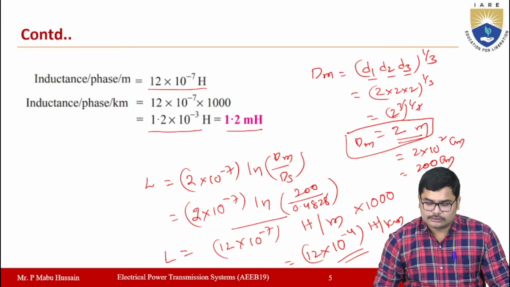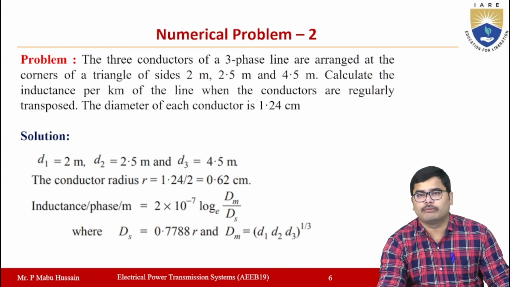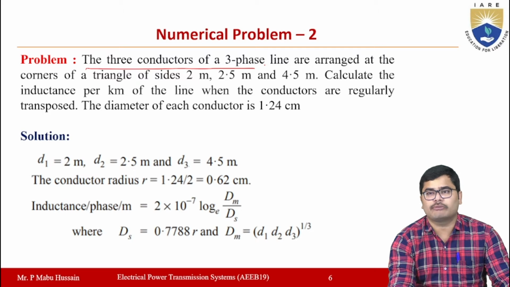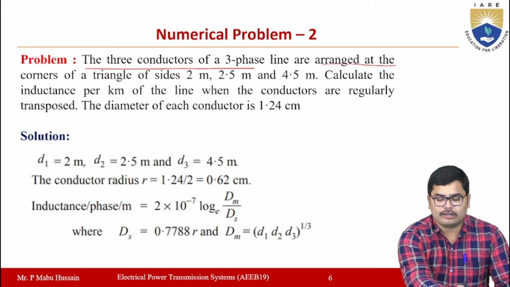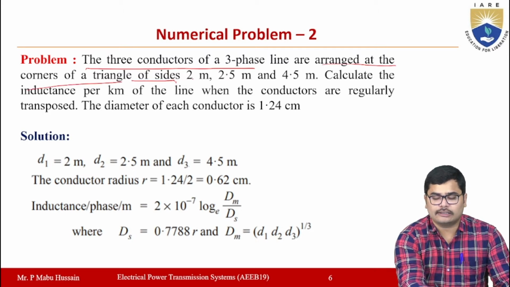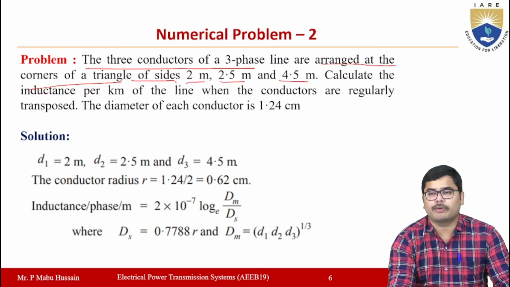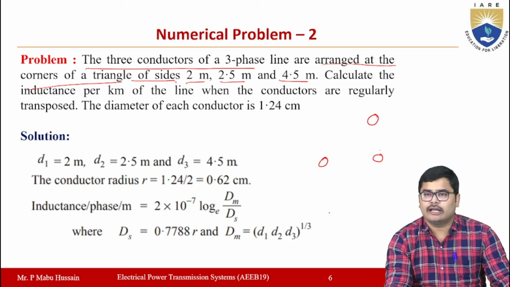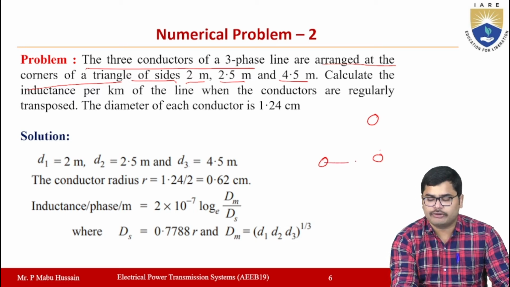Right. So now let us see another problem. Here the 3-phase conductors in a transmission line system are arranged at the corners of a triangle. The triangle sides are given as 2 meters, 2.5 meters and 4.5 meters. Here you have to take a 3-phase transmission line in which you will be having 3 conductors, and here they are giving that the distance between any 2 conductors is not the same.